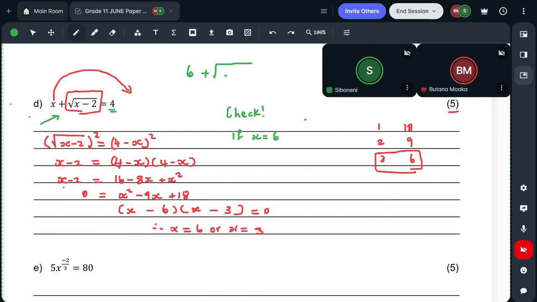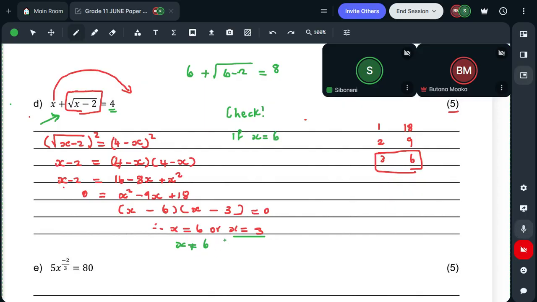6 plus the root of 6 minus 2. What is that equal to? 8. You get 8. Therefore, left-hand side is not equal to right-hand side. I'm going to reject 6. Then do the same for 3. What do you get if you substitute 3 where there's x on that equation? What do you get? 4. You get 4. Therefore, I'm going to take this one, but we reject x equals 6. x must not be equal to 6.